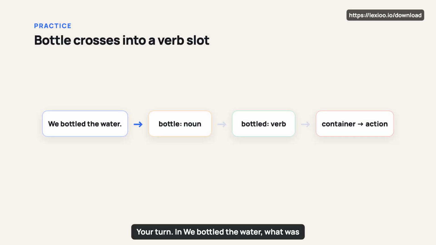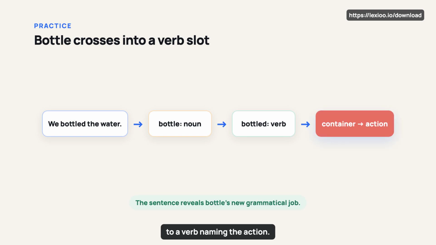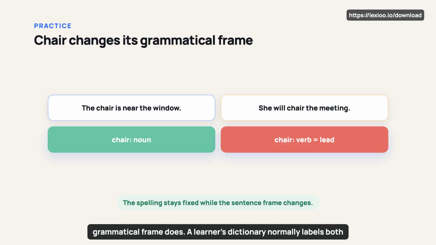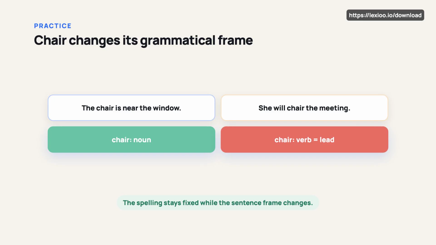Your turn. In we bottled the water, what was converted? Bottle moved from a noun naming a container to a verb naming the action. The sentence reveals the new job. Try chair. The chair is near the window uses a noun. She will chair the meeting uses a verb, meaning lead. The spelling does not move. The grammatical frame does. A learner's dictionary normally labels both jobs and supplies separate examples.